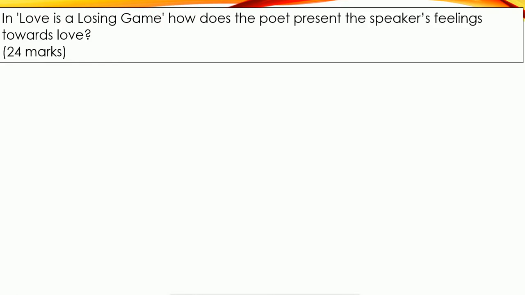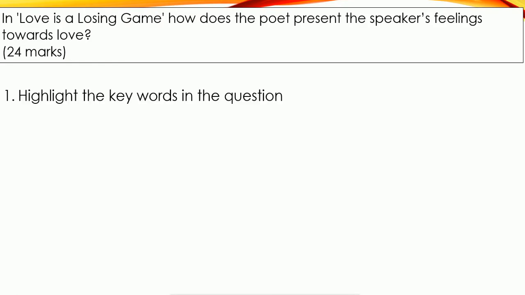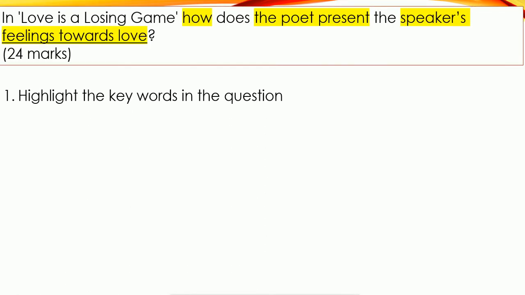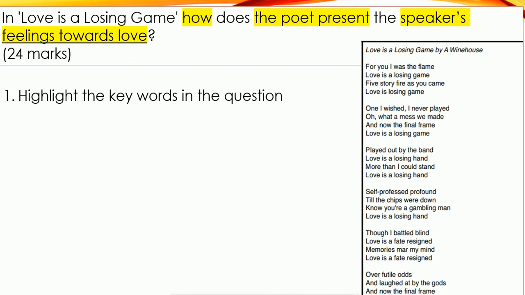So here is the question. Have a look through now. And you should obviously highlight keywords in the question. So here the poem is called Love is a Losing Game, and it points out here that you should focus on how the poet presents the speaker's feelings towards love, and as I said, this is worth 24 marks.